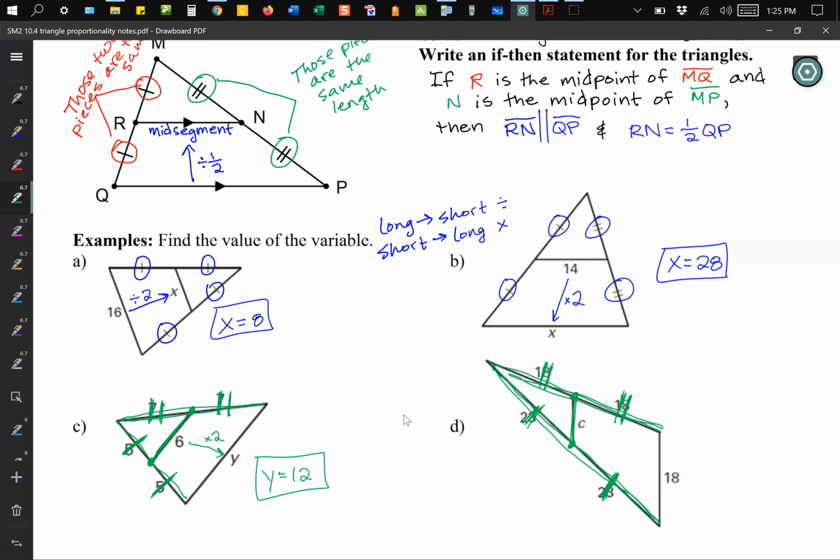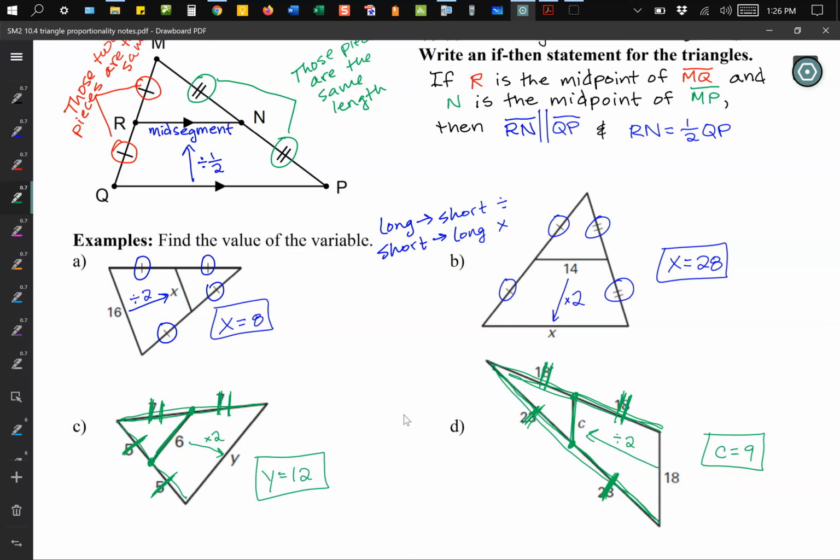All right, so I know the side, I want the midsegment. I know the longer piece, I want the shorter piece. Divide by 2. 18 divided by 2 is 9. So that's how you use the midsegment theorem.